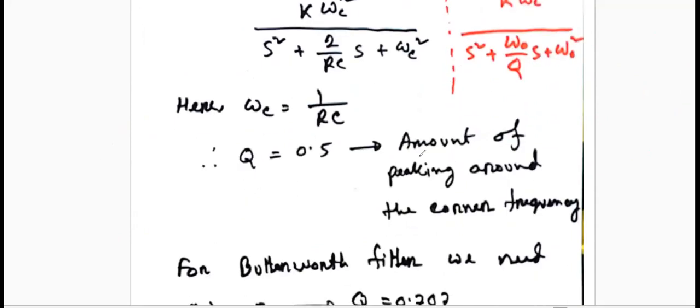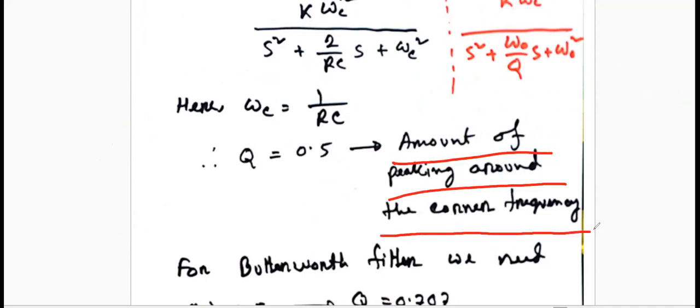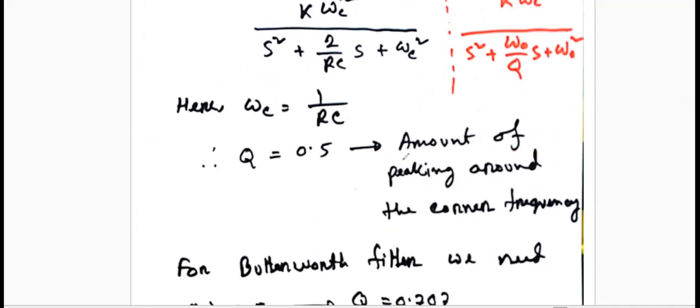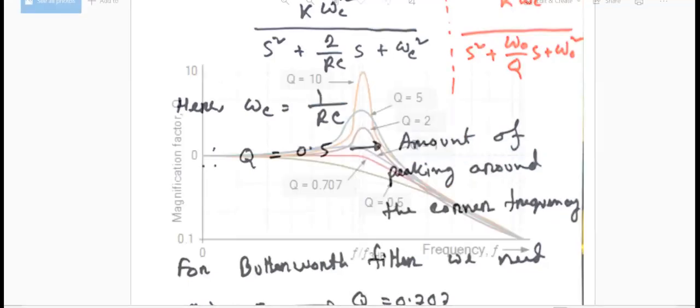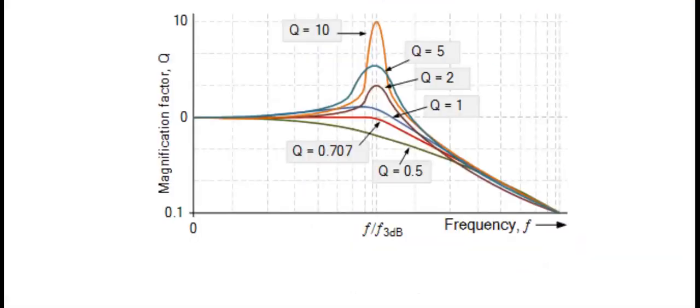And Q is the amount of peaking around the corner frequency. That actually gives you the quality of the filter. So here Q is the amount of peaking around the corner frequency. Let me give you an example with this diagram. Probably this will be very helpful.